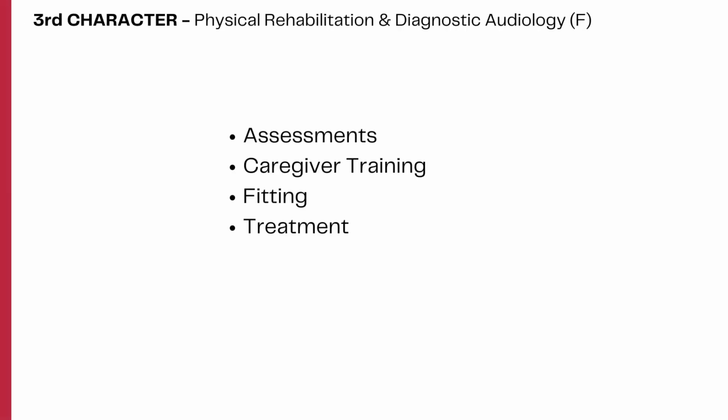Now, talking specifically about the third character. The third character specifies the procedure type, and there are 14 different values for this character in this section. Now, these 14 character values can be classified into 4 basic types of rehab and diagnostic audiology procedures: assessments, caregiver training, fitting, and treatment.